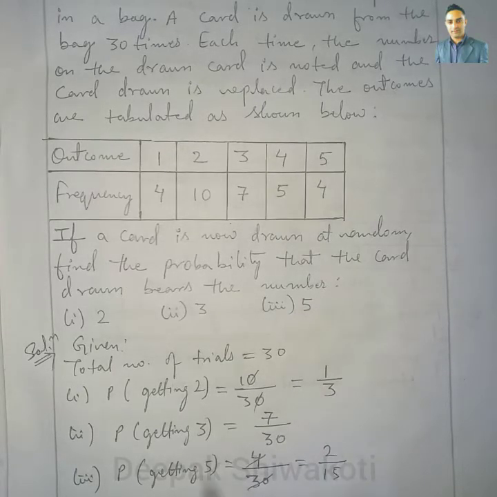So here probability of getting 2 is equal to 1 by 3. Probability of getting 3 is 7 by 30. Probability of getting 5 is equal to 2 by 15.